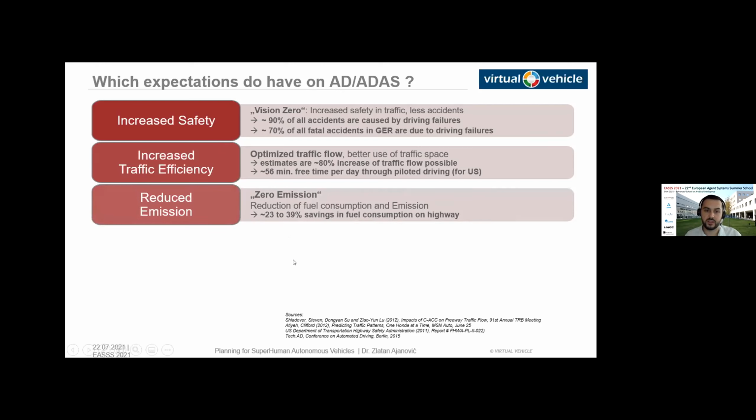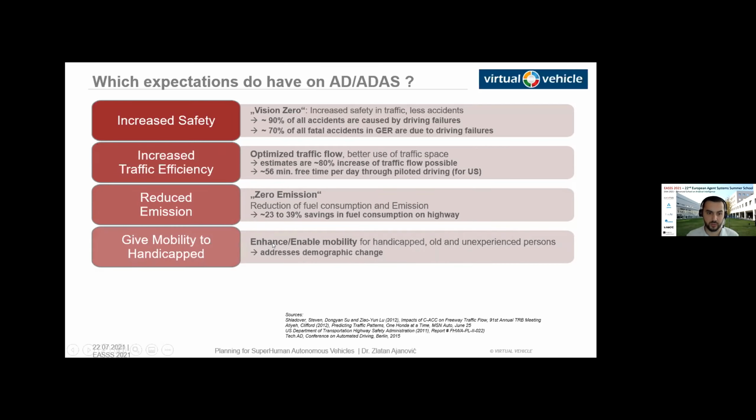The third one is reduced emissions. So the goal is to reduce emissions from the fuels and so on. With increased traffic efficiency, we already reduce some emissions, but in other aspects also, fully controlling the vehicle enables us to really reduce emissions even further. And you will see that some of my work is also related to this topic.